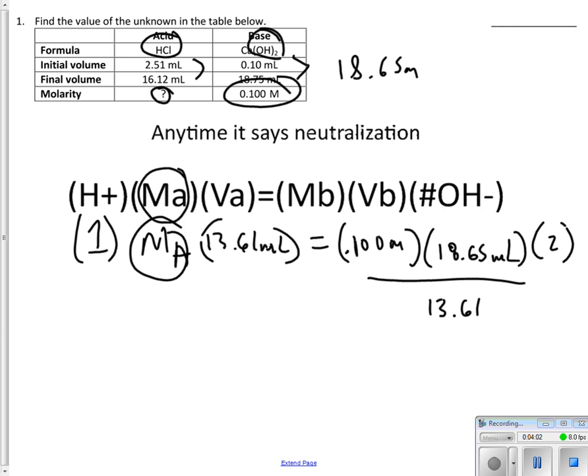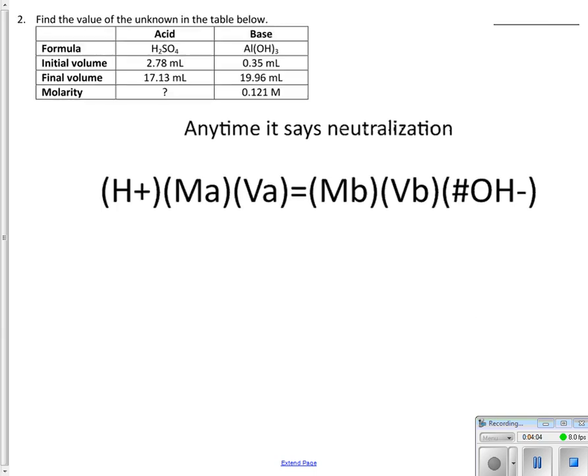Should have been given to you in class. Next one, number 2, same exact idea. It talks about an unknown table. It's a lab. So if you look, they're asking you to find the molarity of the acid. Again, first I look at how many H's. I have 2 H's. I have 3 OHs, so I put a 3 there.